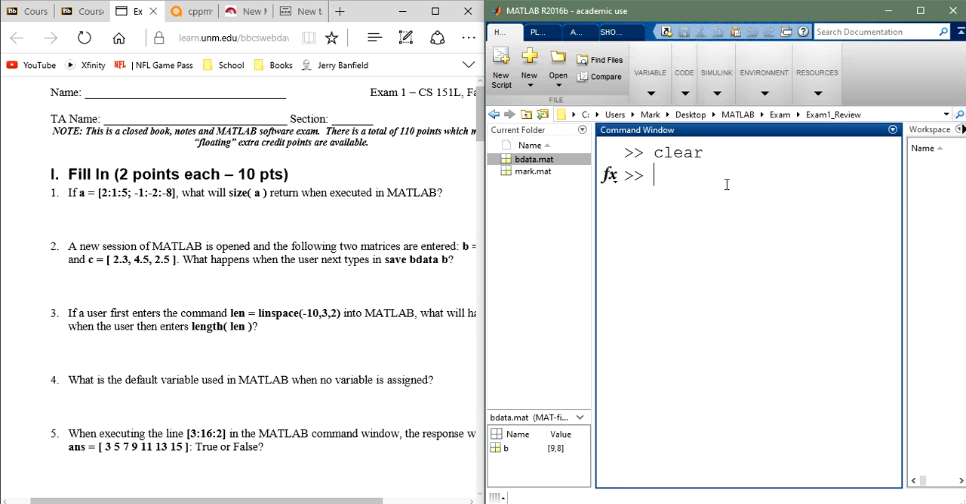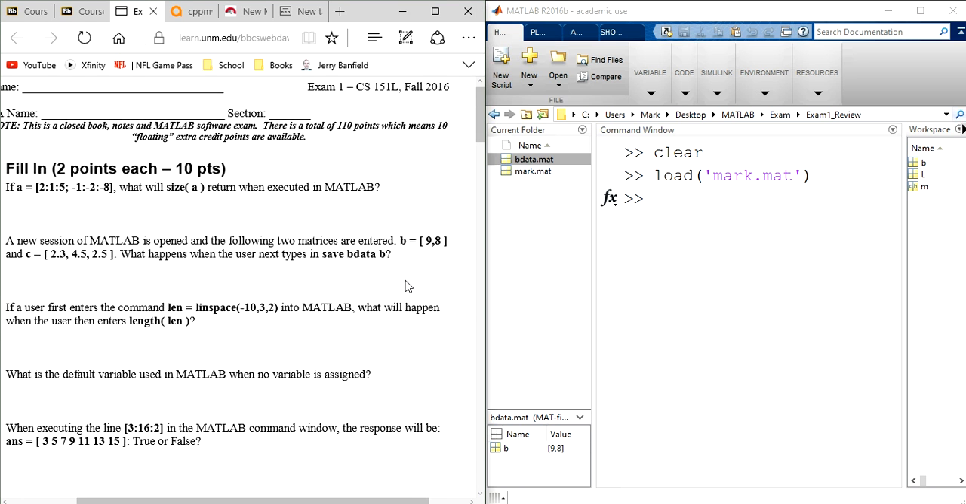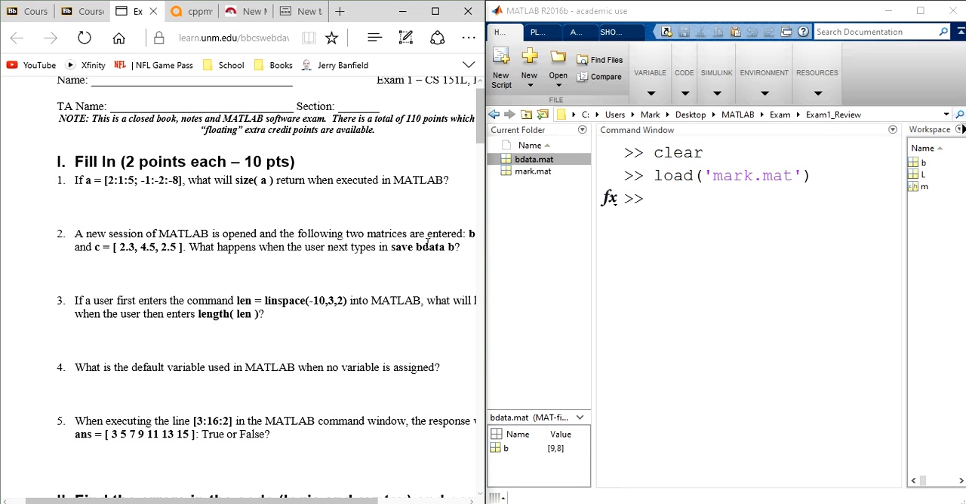I CLC, I clear, and then I say load mark. Which if I come up here, say load mark.mat, and B, L, and M are now given to me in my workspace. So that's what the save option does. Save bdata should say that it saves B into a mat file named bdata that is now in our current folder.